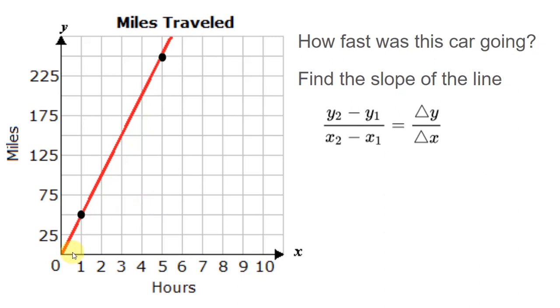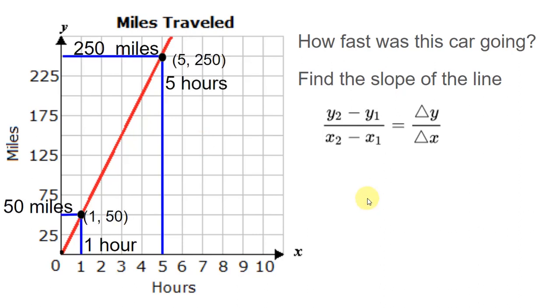If I were to graph how far he went and how long it took, it might look something like this. If I wanted to find out how fast the car was going, I might use the slope formula to find the slope of this line. If I use these points and find the slope, I would be doing 250 minus 50 over 5 minus 1, or 200 over 4, or 50 miles per hour. And if we went 250 miles in 5 hours, that would be 50 miles per hour.